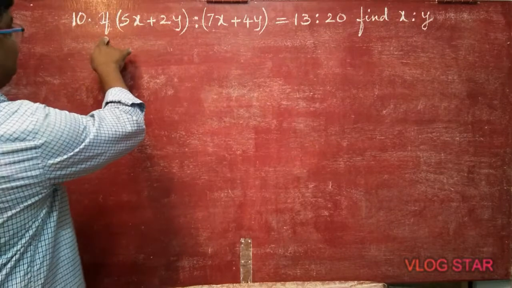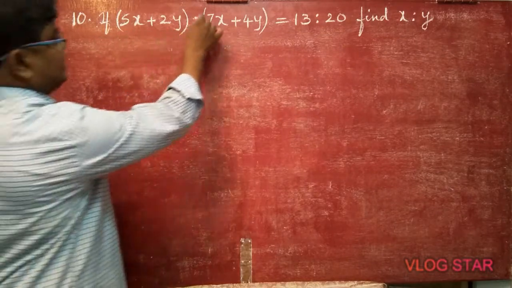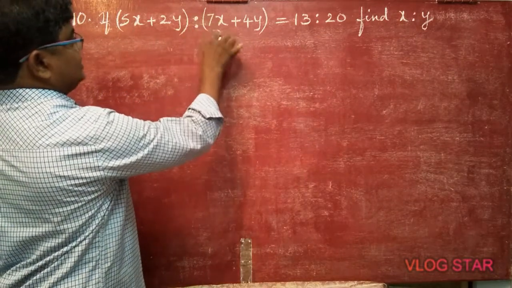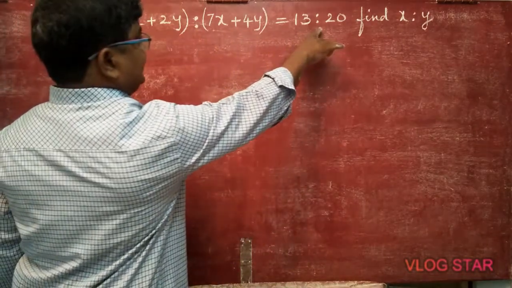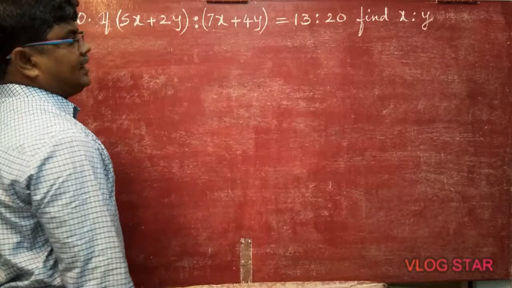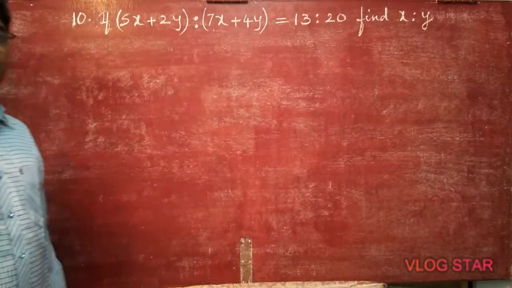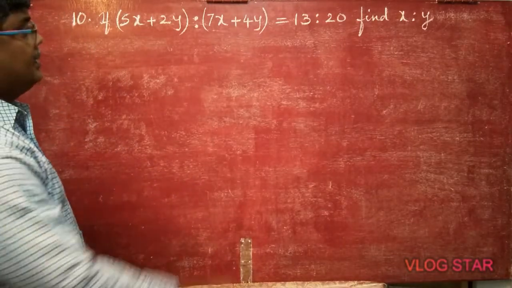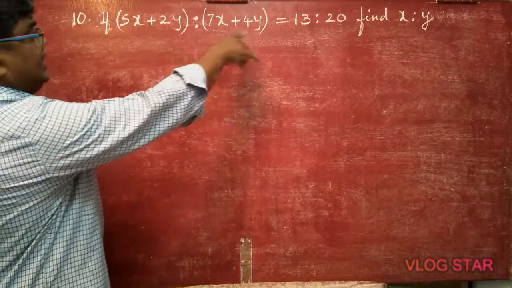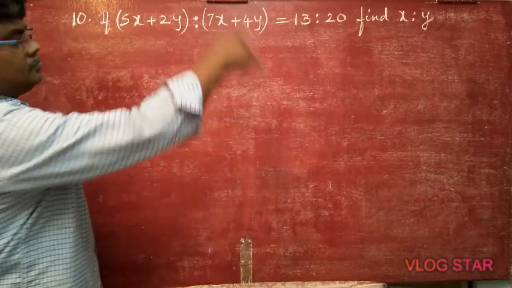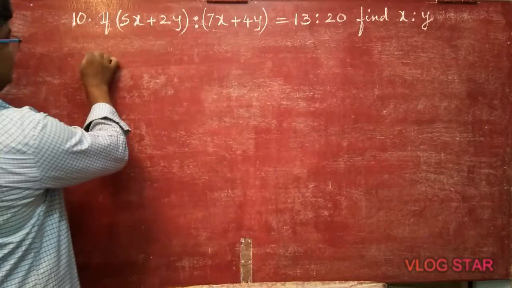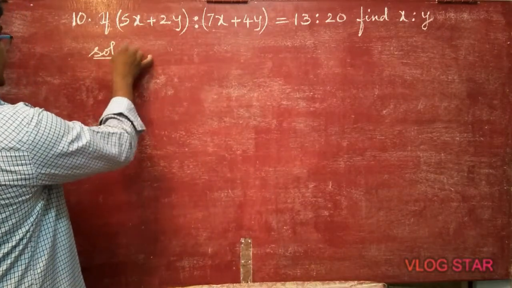10th problem. If 5x plus 2y is to 7x plus 4y is equal to 13 is to 20, find x is to y. They are asking to find the values of x and y. Now, equality between two ratios, proportion. You can take product of means equals product of extremes, or otherwise you can do cross multiplication. Any method.